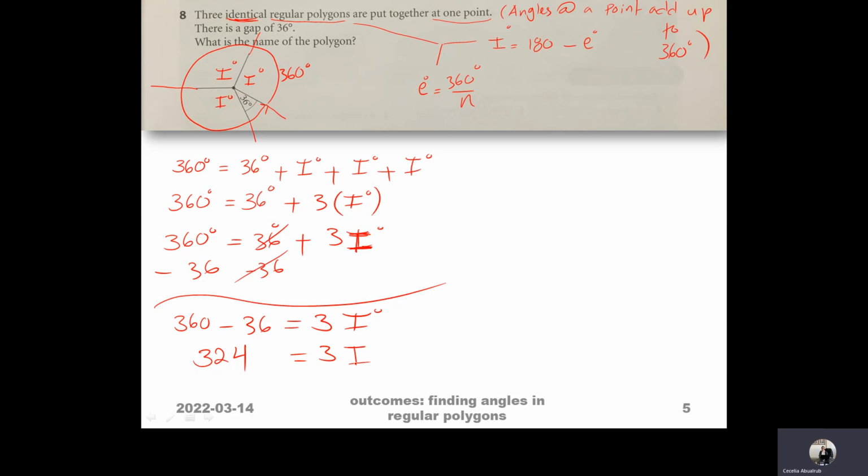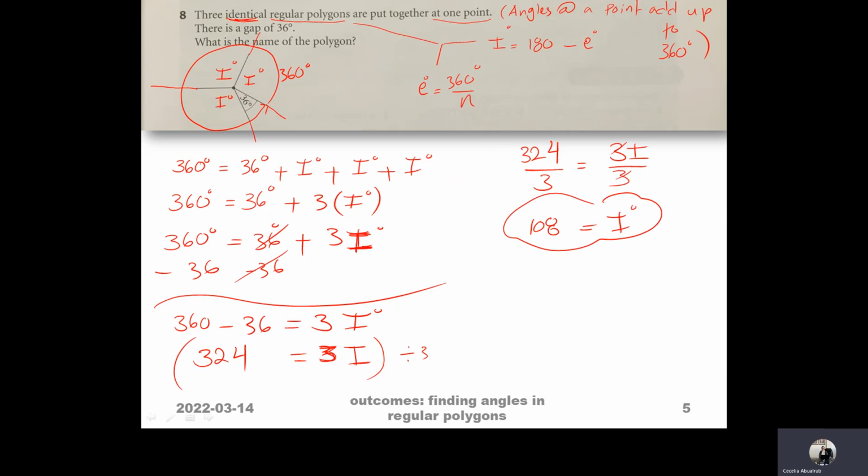Now, in order to calculate for I, we're going to get rid of the coefficient of I by dividing all by 3. So it will be 324 over 3 is equal to 3I over 3. This 3 is going to be gone with this 3. And 324 divided by 3 will be 108 is equal to I, and this is the interior angle. So we found I as 108.